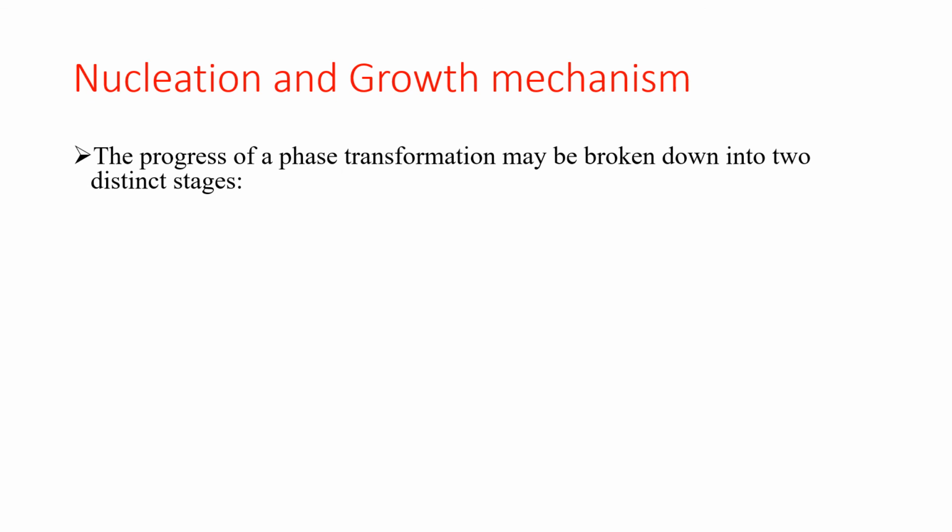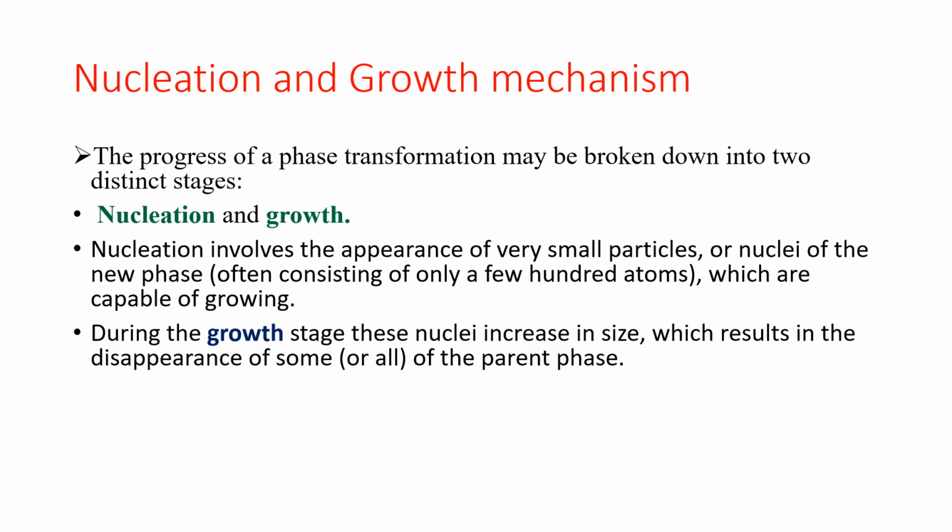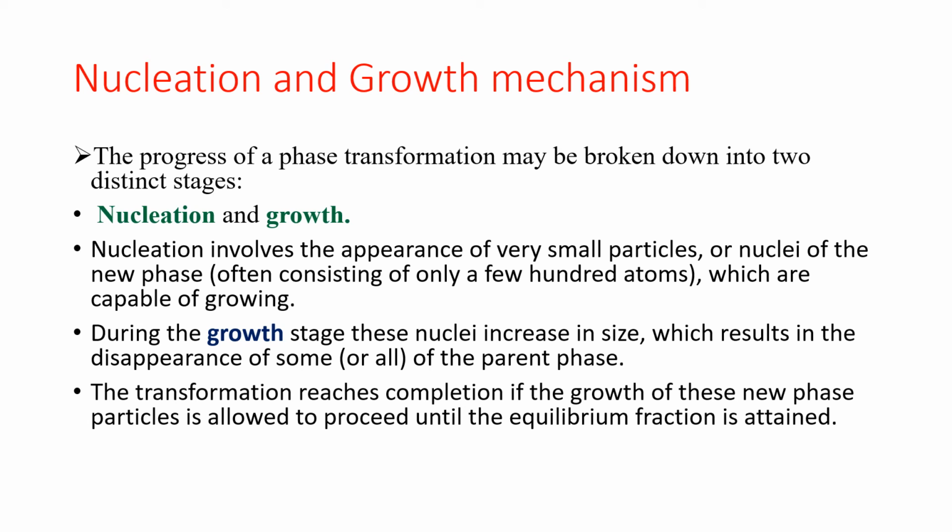However, the progress of phase transformation may be broken down into two distinct stages, as we have discussed: nucleation and growth. Nucleation involves the appearance of very small particles or nuclei of the new phase, often consisting of only a few hundred atoms, which are capable of growing. During the growth stage, these nuclei increase in size, which results in the disappearance of some or all of the parent phase. The transformation reaches completion if growth of these new phase particles is allowed to proceed until the equilibrium fraction is attained.